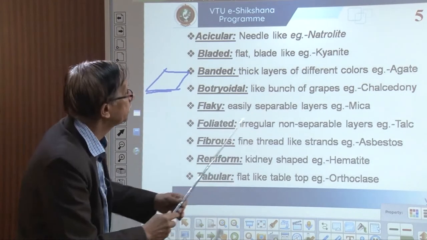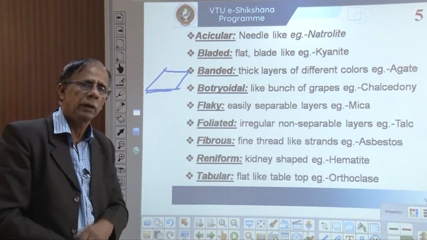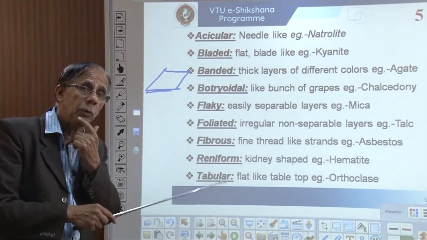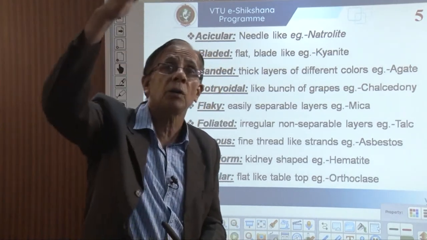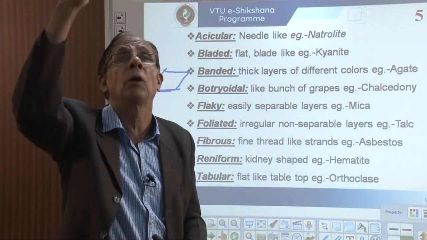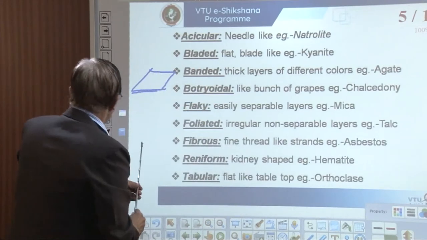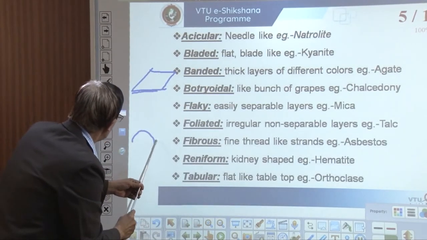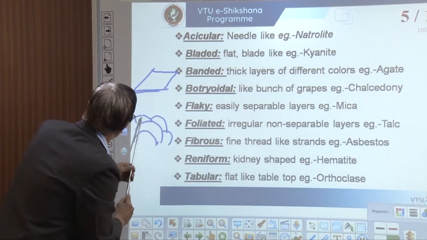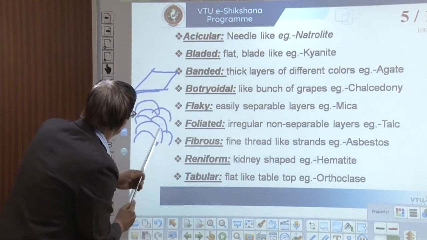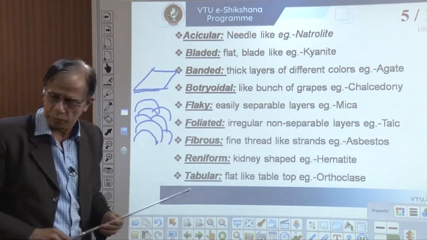Botryoidal, like a bunch of grapes, for example chalcedony. It gives me a hint about its origin. Minerals which are formed from a colloidal state develop this kind of structure. A mineral has a form like this. That is botryoidal form.